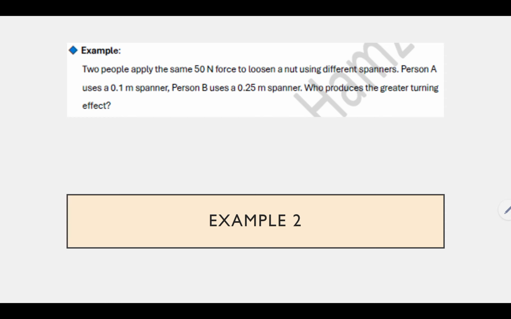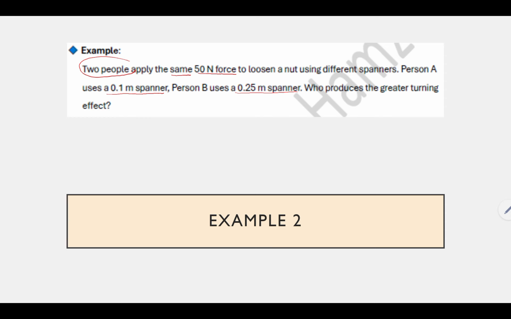Okay. Next example. Pause the video, try it on your own and unpause. Two people apply the same 50 Newton force to loosen a knot using different spanners. Person A uses a 0.1 meter spanner. Person B uses a 0.25 meter spanner. Who produces the greater turning effect?